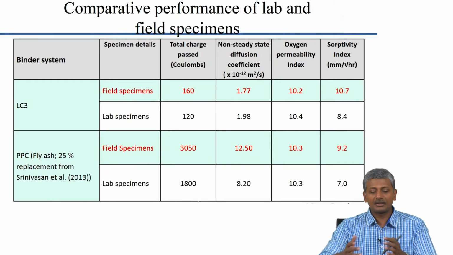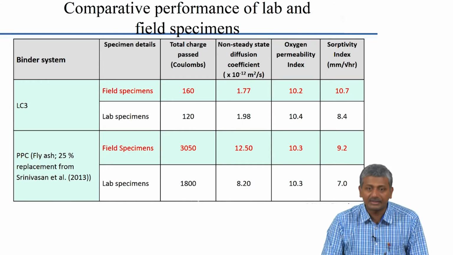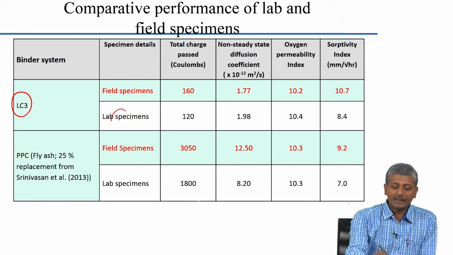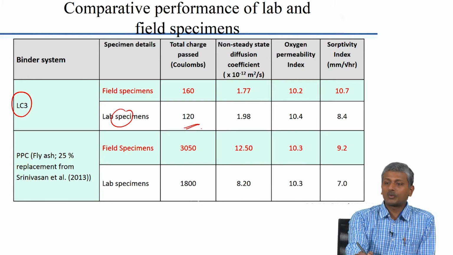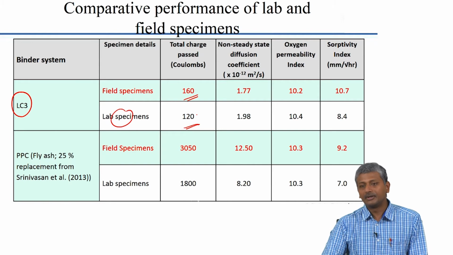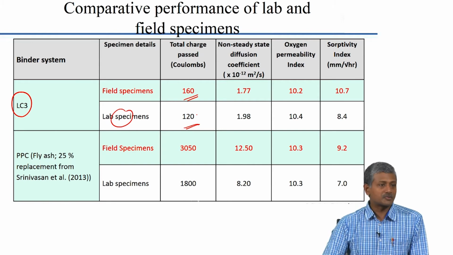So, what I am presenting here is a snapshot of the result that was obtained. With LC3, compared to the lab specimens which showed a charge passed of 120 coulombs, the field specimens were still able to show a charge passed of only 160 coulombs. That means there is not much difference between the lab cured and field cured specimens.